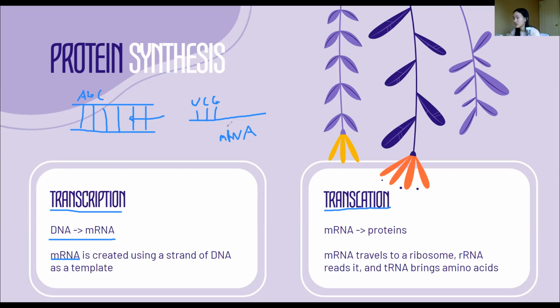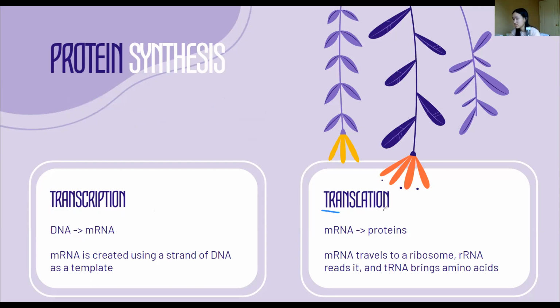The next part is translation, which is from mRNA to proteins. So you might be wondering, what are proteins? Proteins are a very complex molecule in the human body that is responsible for a ton of functions. So for example, your hair, your skin, it's all because of proteins. And that is why DNA is the genetic code of all organisms, because it codes for these proteins, which do everything, kind of.